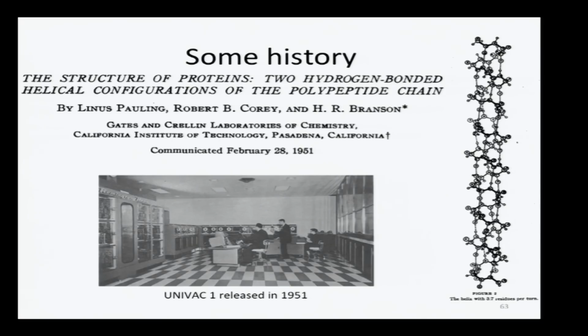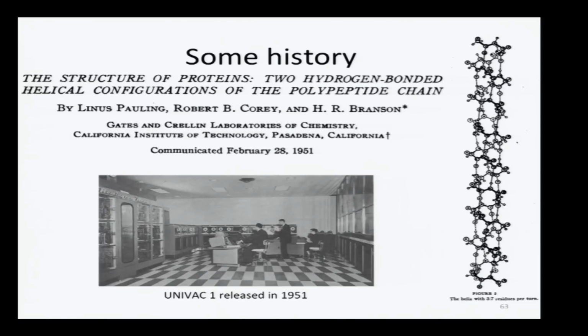All right, so a little history as to the prediction of protein structure. It really starts with Linus Pauling, who went on to win the Nobel Prize for this work. And this is in the era, this paper was published in 1951. This was what computers looked like in 1951. Right?